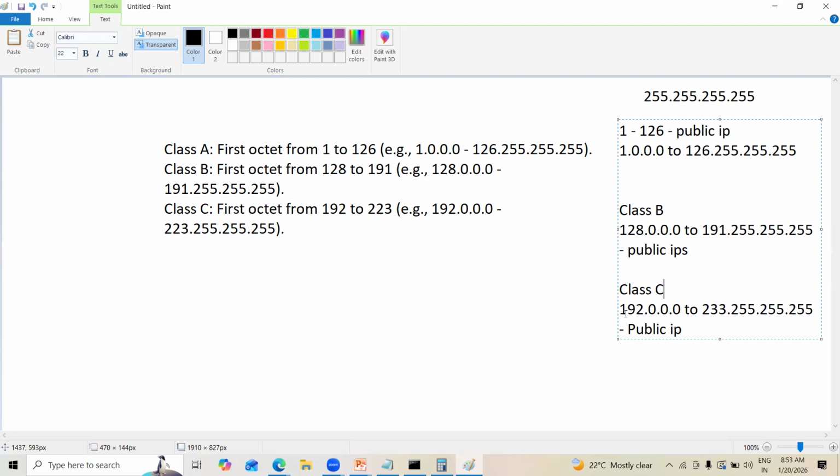So you can imagine, guys, any IP starting in the range 192 up to a maximum of 233 comes under class C. Any IP starting from 128 to 191 comes under class B. Any range starting from 1 to 126 comes under class A. The total maximum is 255 only, but the first octet goes up to 233. That is the last number we are using, and that is the range we are going to use.